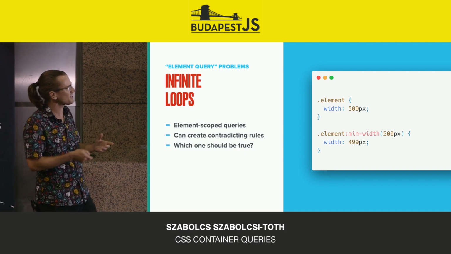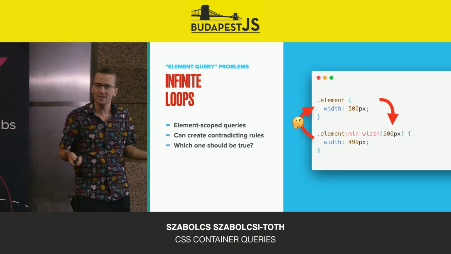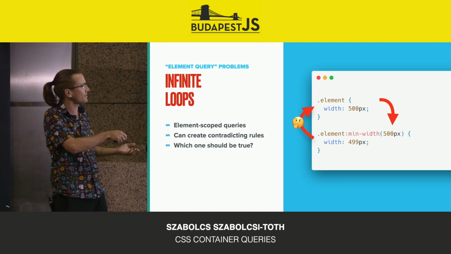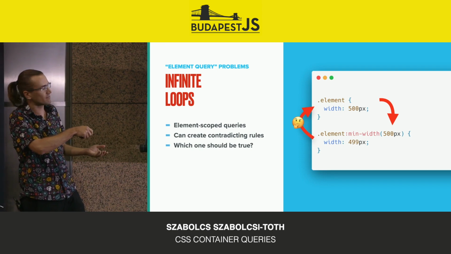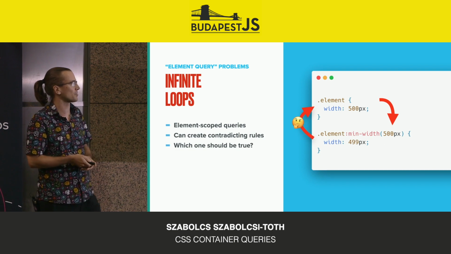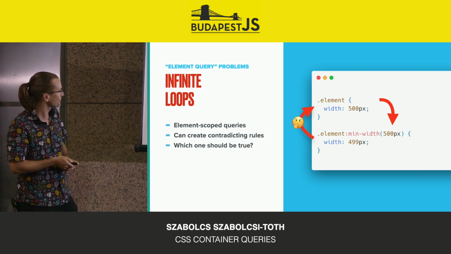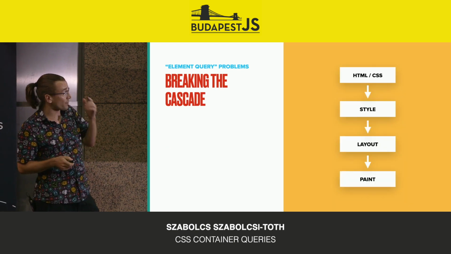So this led to contradicting rules. Which one should be true? Because if one is applied, then the second one kicks in, and again, and again. This is an infinite loop. This is one of the first problems that they found, that this won't work. This cannot be done. The second one is breaking the cascade.